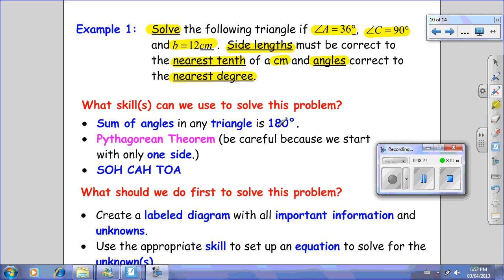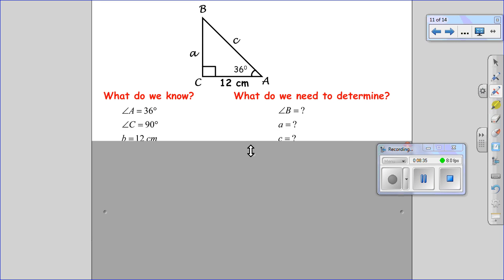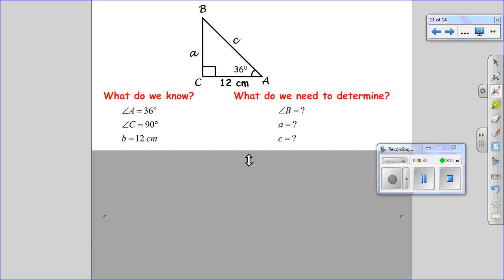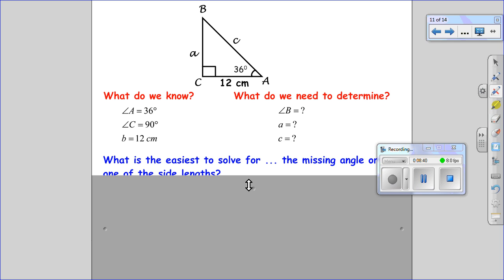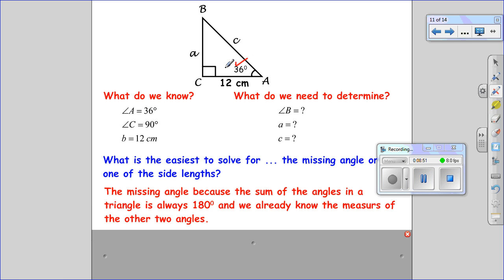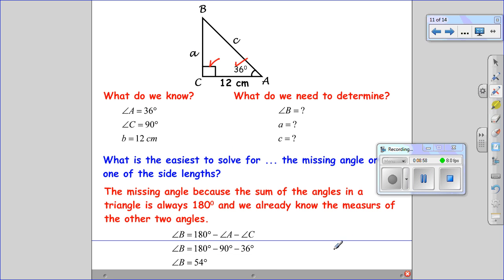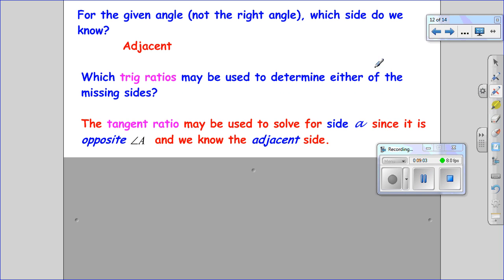The other thing I have to remember, which I forgot to mention, was the sum of the angles in a triangle is always 180 degrees. So we know angle A, we know angle C, we know side B, we need angle B, side A, and side C. The easiest thing to solve for here, I could solve for a missing angle or a missing side length. The missing angle, of course, is going to be the easiest because I know one angle, two angles. They have to add to be 180 degrees. So I can just do 180, subtract angle A, subtract angle C, and I get angle B is 54 degrees.